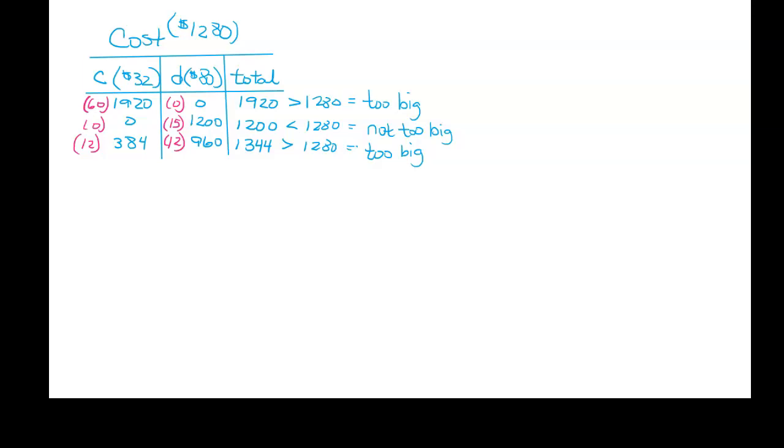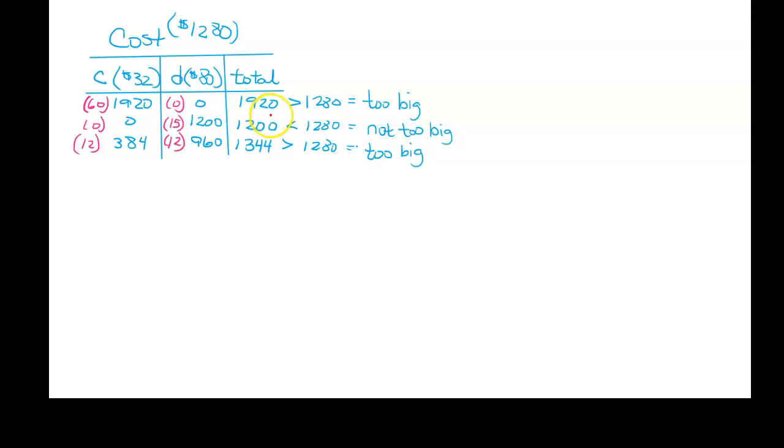So looking back at the table that we created yesterday for the cost constraint, if you recall, we labeled this C to represent the number of cat pens we could purchase, and each one is $32 a piece. This represented the amount of dog pens that we could purchase at $80 a piece, and then this column here represented the total cost for each of these combinations. So this was all cats, all dogs, and 12 of each.